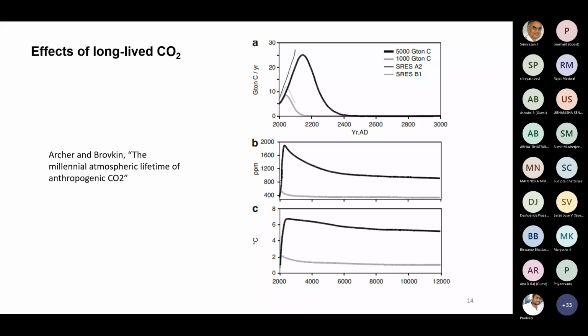What you see in the bottom panel is that even after 10,000 years, a large fraction of the warming effects persist. Because of the long atmospheric lifetime of CO2, it takes a long time for the global warming effect to reduce as the CO2 is reduced.